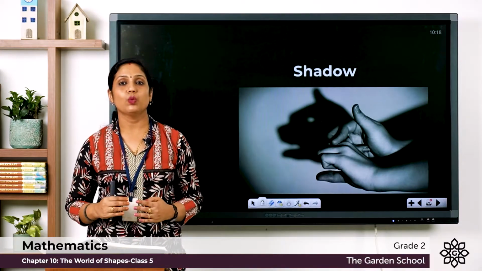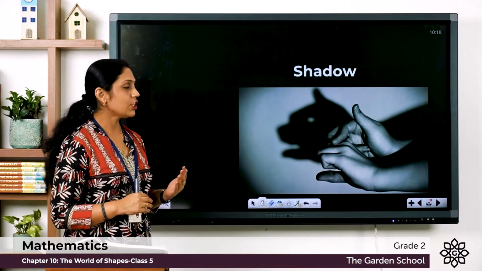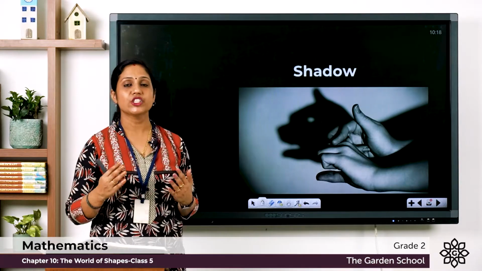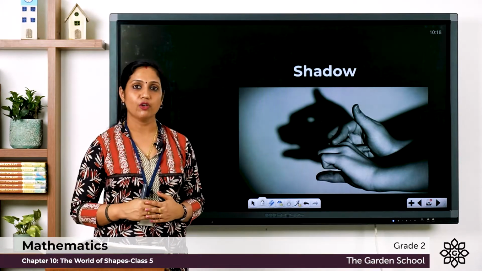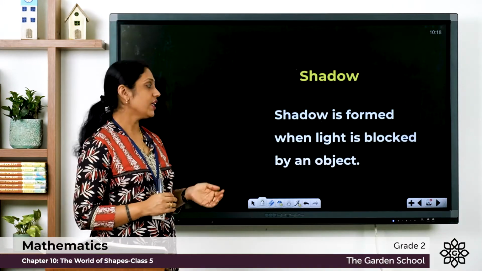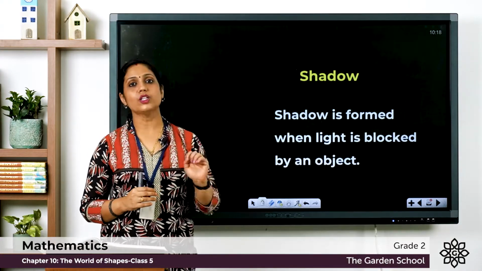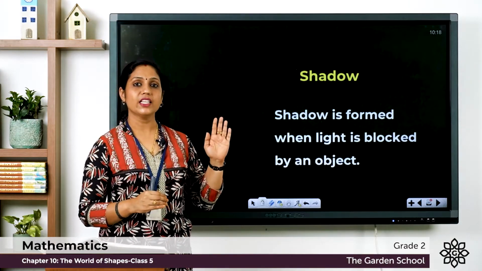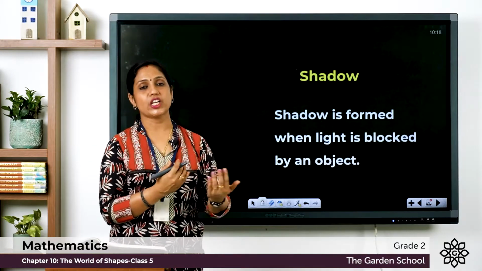First, let's learn what a shadow is. You might have noticed a shadow forming always. So why does the shadow form? The shadow is formed when light is blocked by an object. So when the light is blocked by an object, the shadow forms.